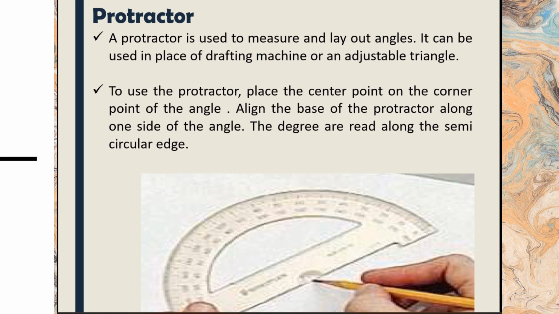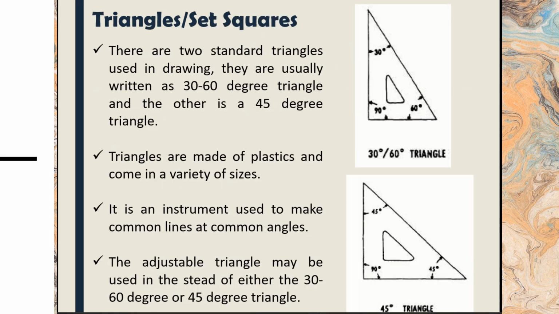To use the protractor, place the center point on the corner point of the angle. Align the base of the protractor along one side of the angle. The degrees are read along the semicircular edge. So you can see from the picture, the protractor is calibrated along the circular edge. So we use the protractor mainly to measure angles and to draw angles.